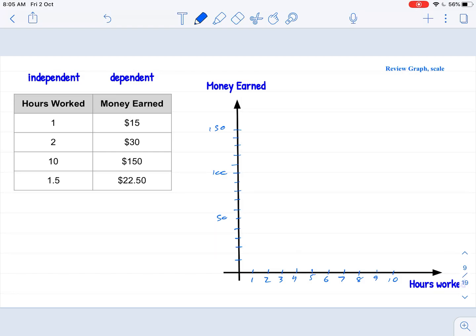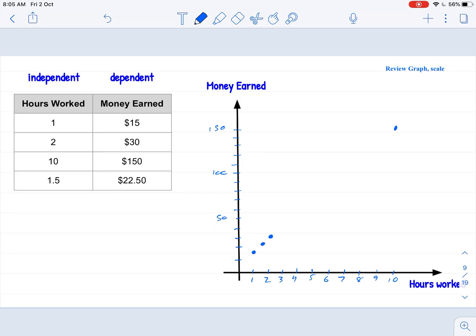Now I'm going to graph each of these points. So 115 is going to be roughly right here. 230 is going to be about right here. 150 is going to be up here somewhere. And 1.5, 225, again, we can only be so accurate, but it's going to be right about there in the middle.